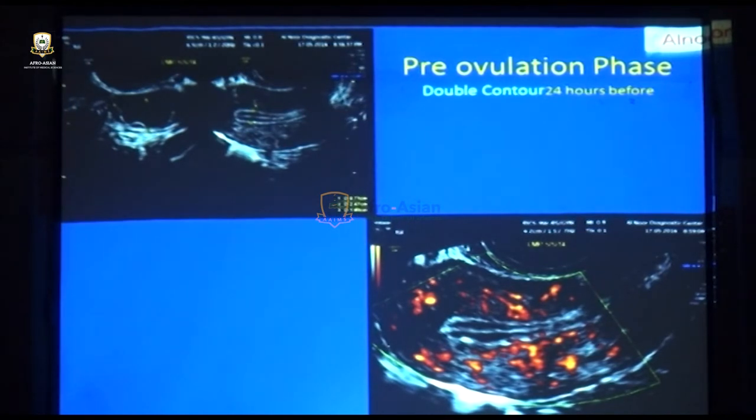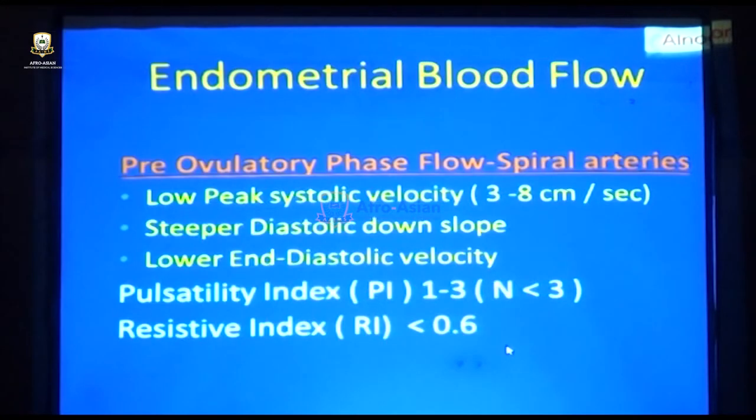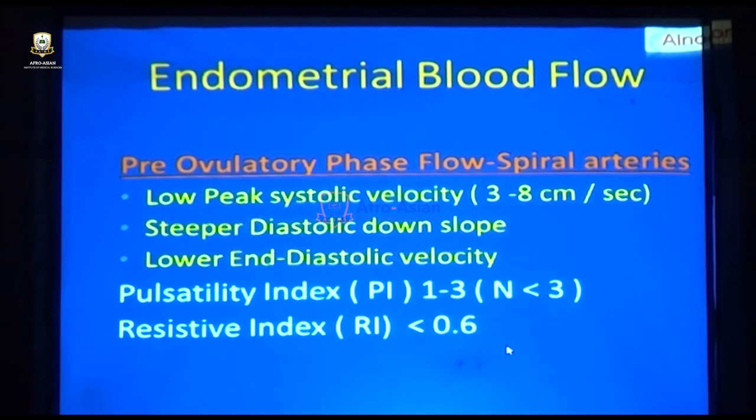Now you call the lady after about 12 hours, and you look at the blood flow. There's increased vascularity in the myometrium, and our concern is at the interface of the endometrium and the myometrium. The blood flow of this area is very, very important these days. If the blood flow is good, and the RI and PI are low, the chances of the fertilized ovum being implanted in the endometrium are very high.